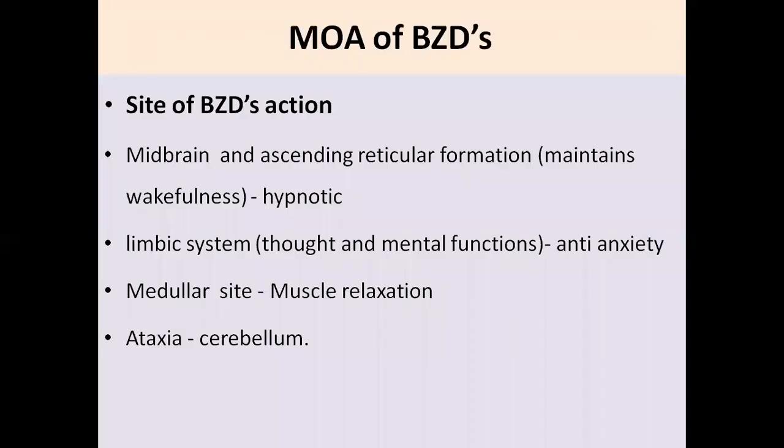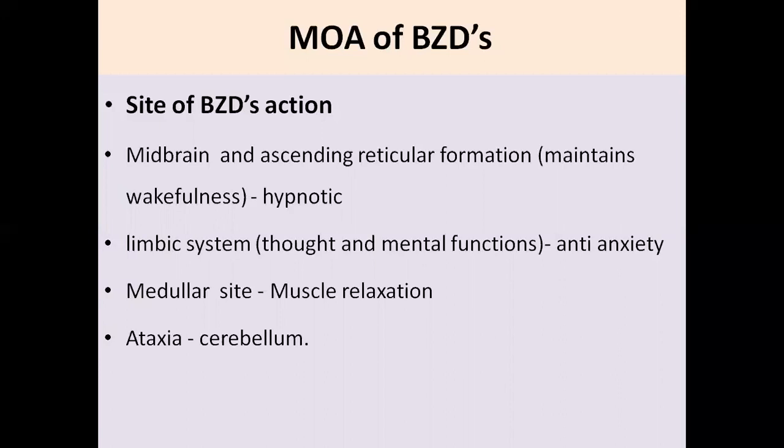Okay. Where does it all act? What are the sites of benzodiazepine action? It acts mainly on the midbrain and ascending reticular formation. This is the site which keeps the person awake. That's wakefulness. So it will act there and produces not hypnosis. It exerts hypnotic action by acting on the midbrain and ascending reticular formation. Hypnotic is different and hypnosis is different. Please don't use these two terms interchangeably, as both are entirely different. A hypnotic is a drug which induces sleep, normal arousable sleep. However, hypnosis is a trance-like state. Okay, both are different.